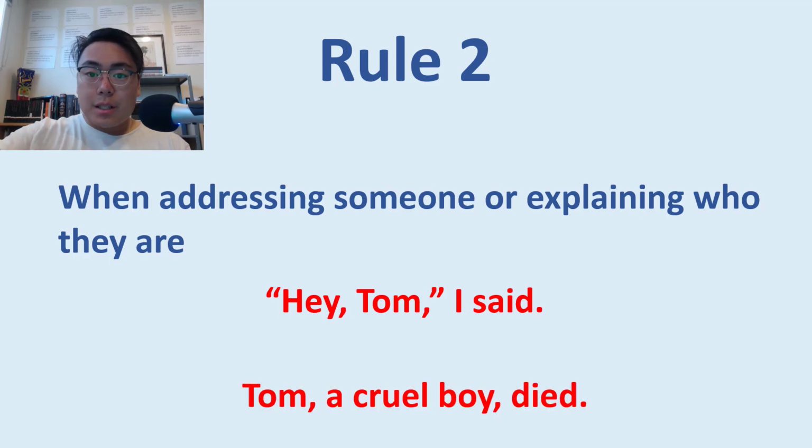And then we're explaining in the second example who Tom is. You say, Tom is a cruel boy. Tom, a cruel boy, died. Because if you didn't have the commas, it would just go really fast. You say, Tom, a cruel boy, died. So that's the second way.